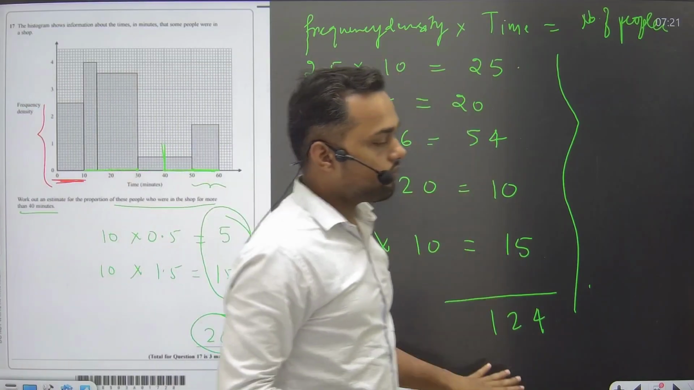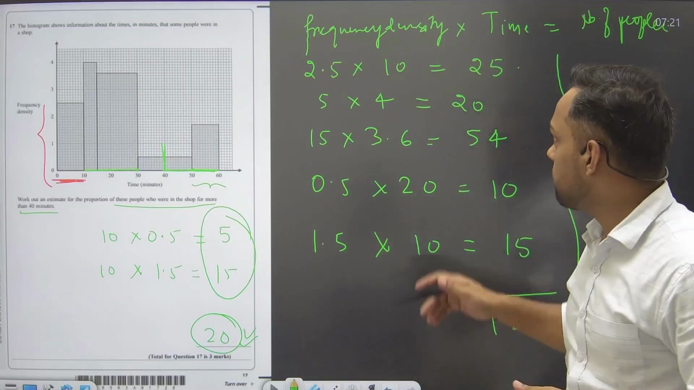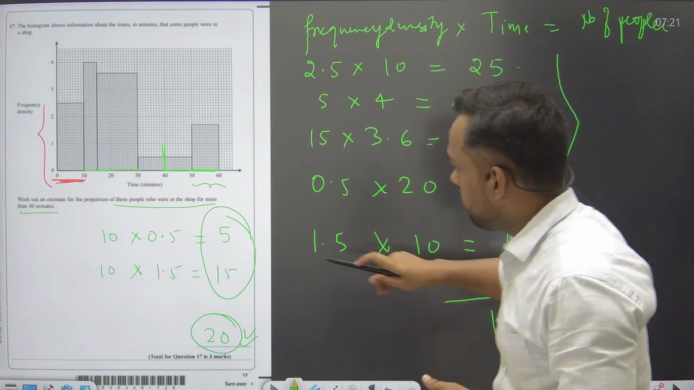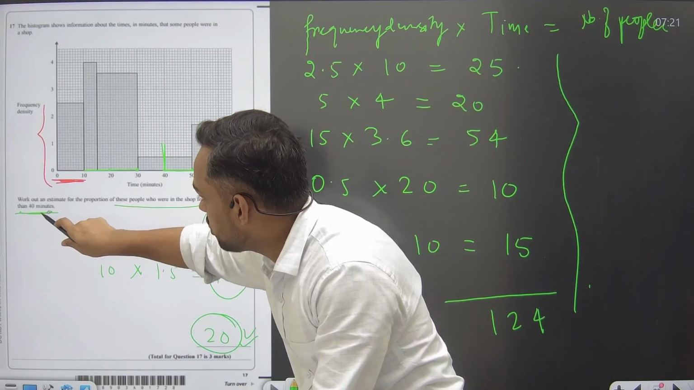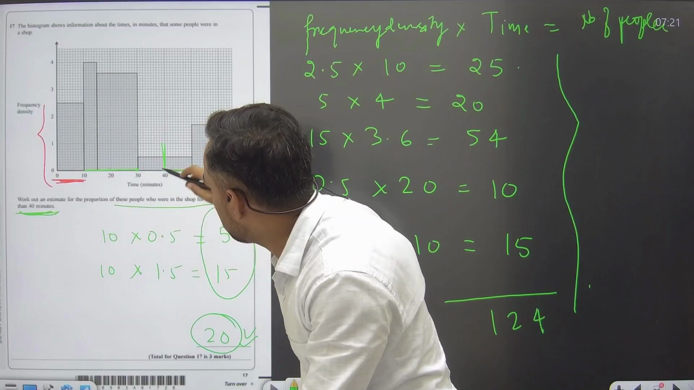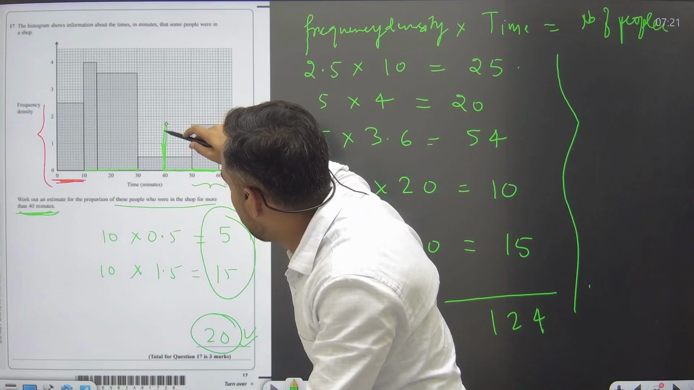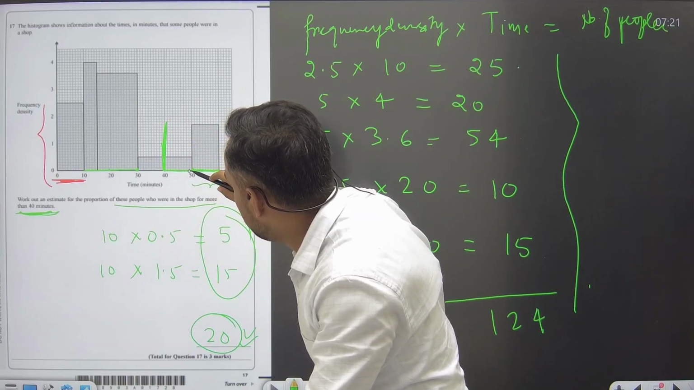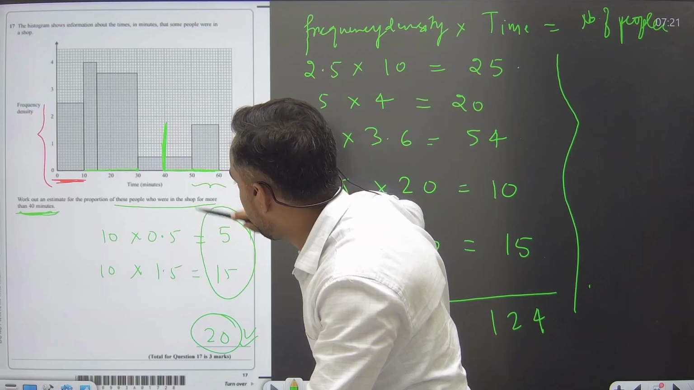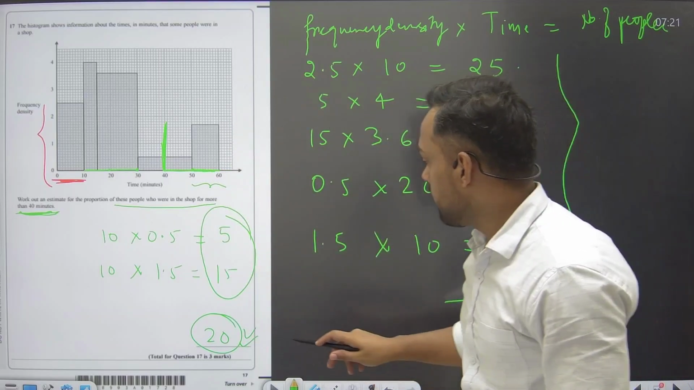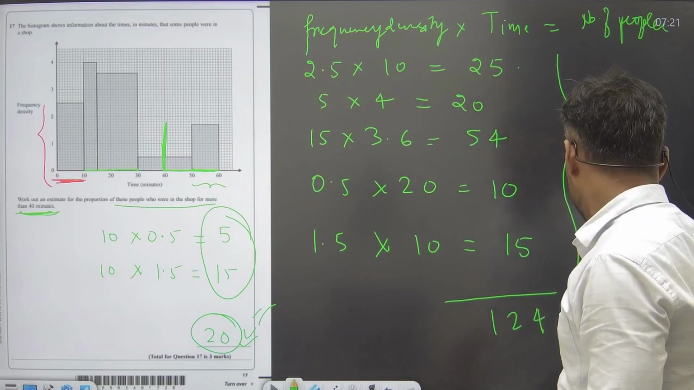So I have told you how to calculate the number of people, and since they have asked for the people who are spending more than 40 minutes only, this graph will be divided from here. So you need to calculate this part only, students, 40 to 50 and 50 to 60. Okay, so the number of people will be 20.